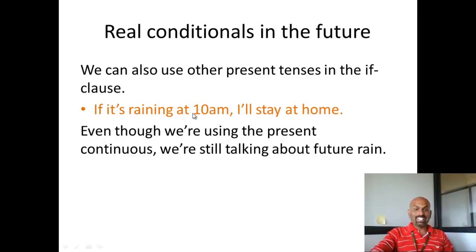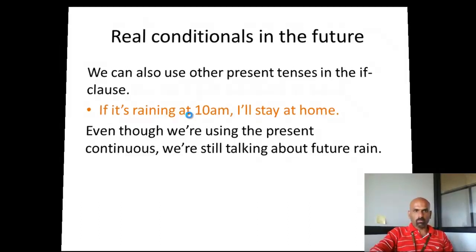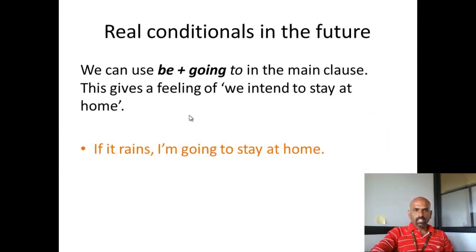If it's raining at 10 a.m., you are using the sentence. Imagine it is 6 a.m. So it's a future one, but we are using present continuous tense, and it denotes the future action. If it's raining at 10 a.m., I'll stay at home. If it rains, I'm going to stay at home. You can use present tense in the clause, straight away for the future, not a future tense. Normally we'll use future tense, but here present continuous tense.